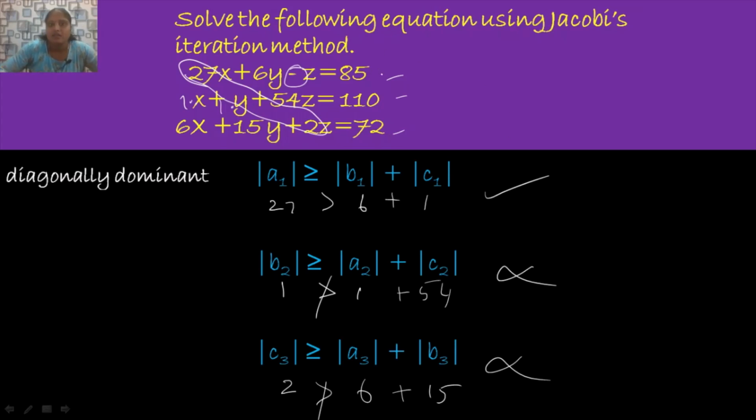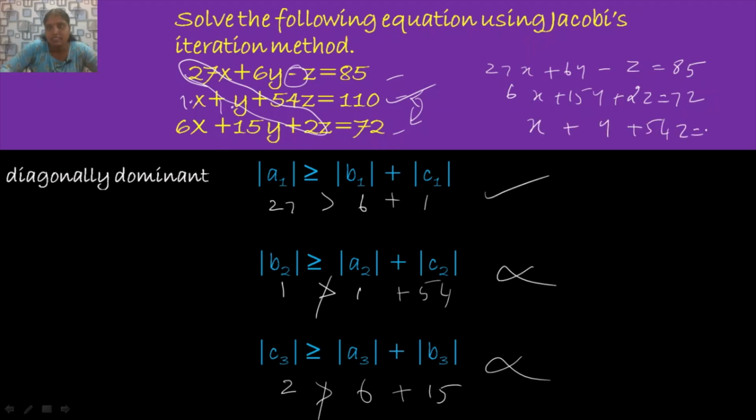For that, you keep the first equation as it is, since it satisfies the diagonally dominant property: 27x plus 6y minus z is equal to 85. And we have to interchange the second and third equations. So I write the third equation in the second position, that is 6x plus 15y plus 2z is equal to 72, and write the second equation in the third position, that is x plus y plus 54z is equal to 110. Now look at the diagonal elements.